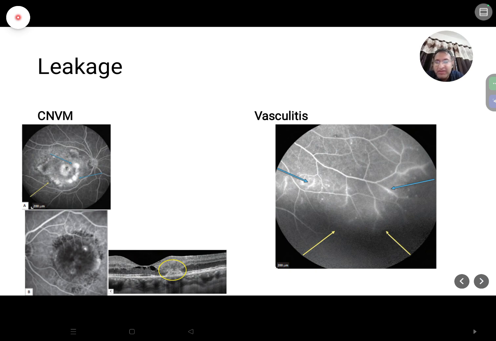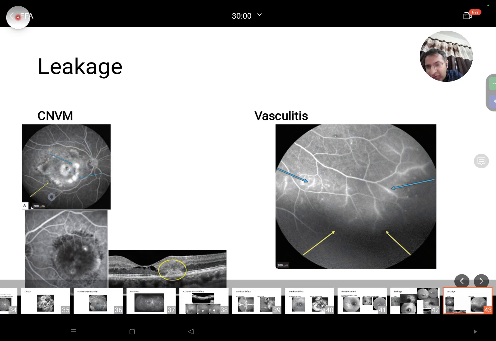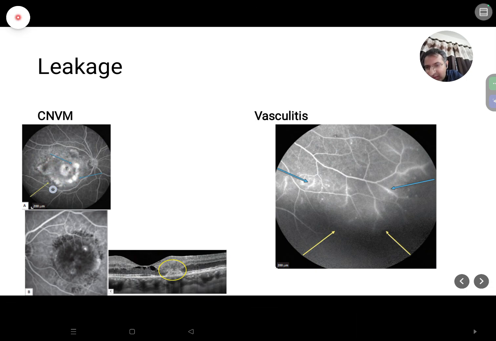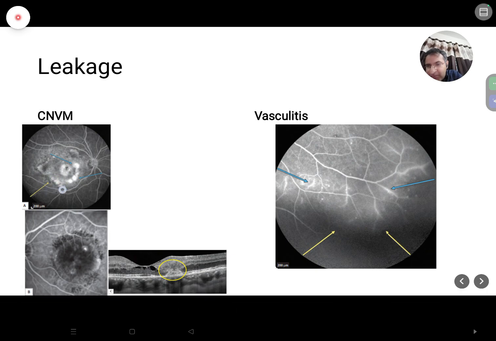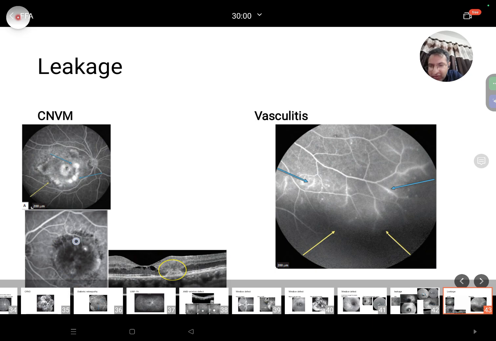So other example of leakage is CNVM. CNVM can be occult. CNVM can be classic. So this is an example of classic CNVM, in which in the late phase we can see the leakage, hyperfluorescent leakage all over, along with mild hypofluorescence because of the hemorrhages. But along with this classic CNVM, there is an occult CNVM here, and occult CNVM also has many dot-like leakage, but not frank leakage as a classic CNVM. The occult CNVM will have hypofluorescent appearance along with hyperfluorescent dot-like structures.